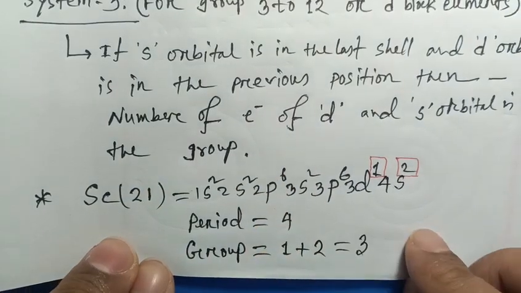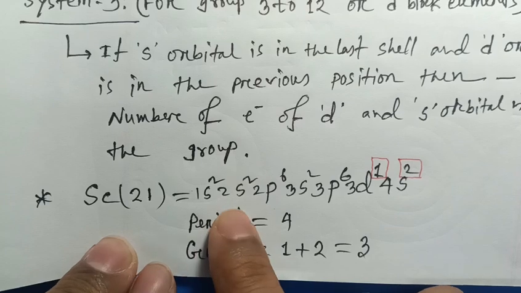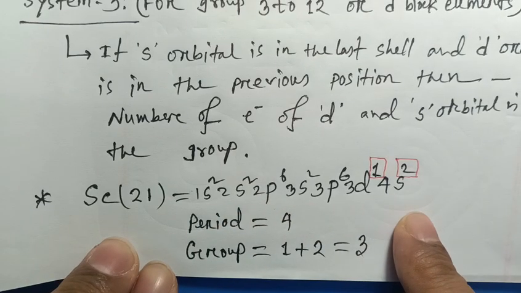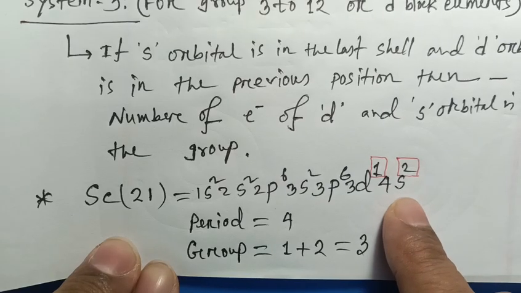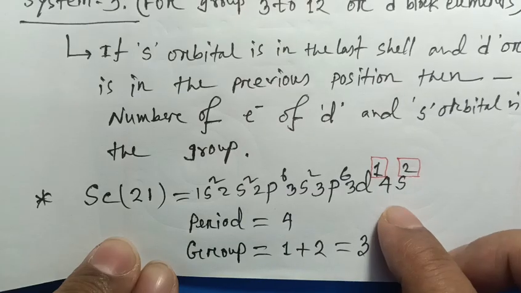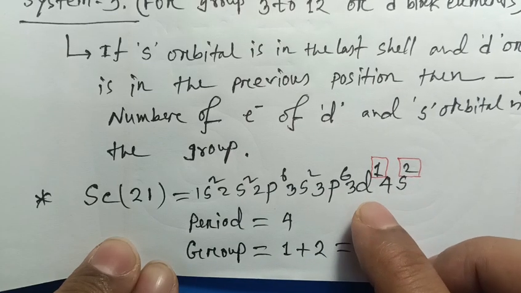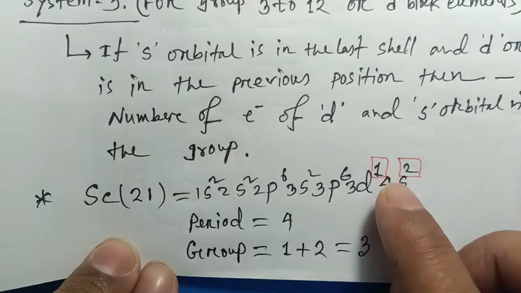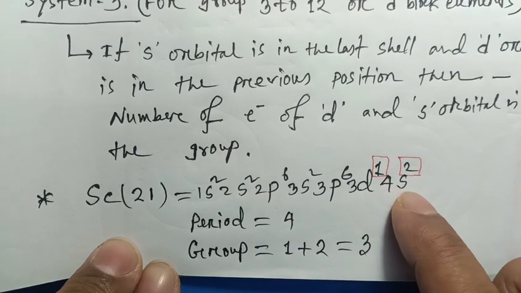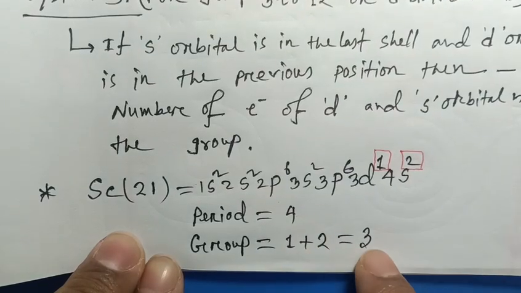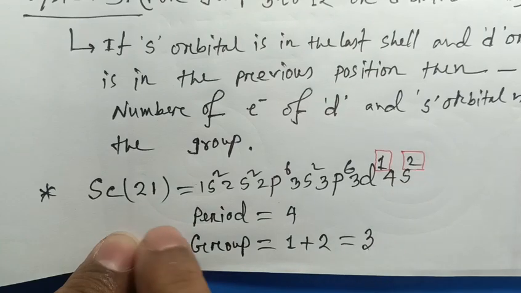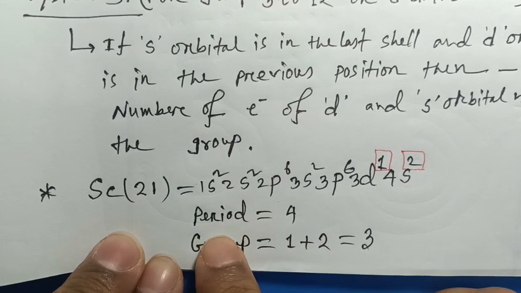This is an example of the scandium element: 1s2, 2s2, 2p6, 3s2, 3p6, 3d1 and 4s2. You can see the last shell contains an s orbital with 2 electrons, and in the previous position to it there is a 3d orbital containing only 1 electron. So the electrons of the d orbital and the s orbital combined make 3. So 3 is the group of scandium, and the last shell of scandium is 4, so the period of scandium is 4.